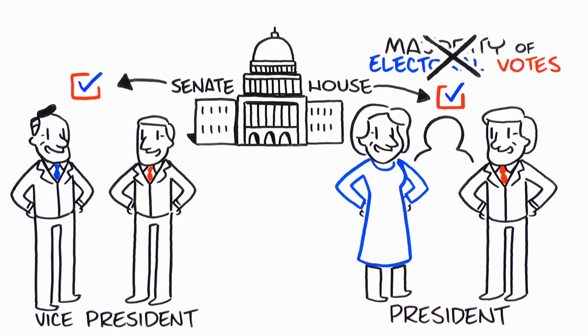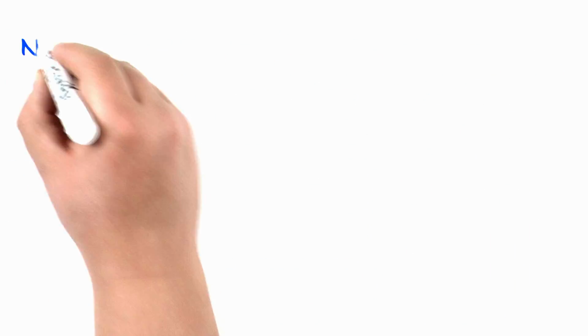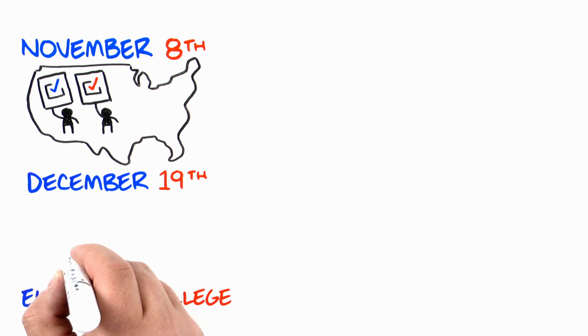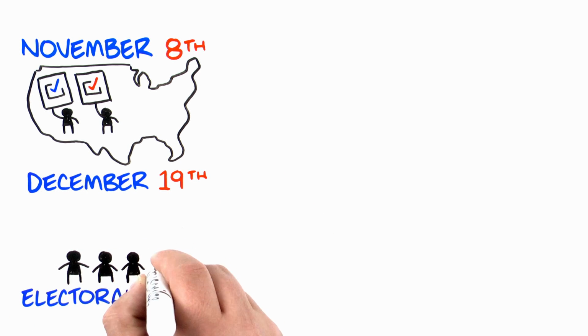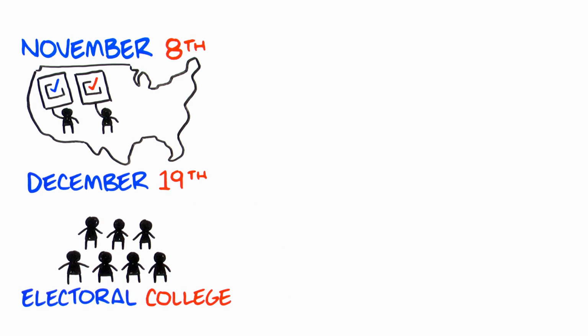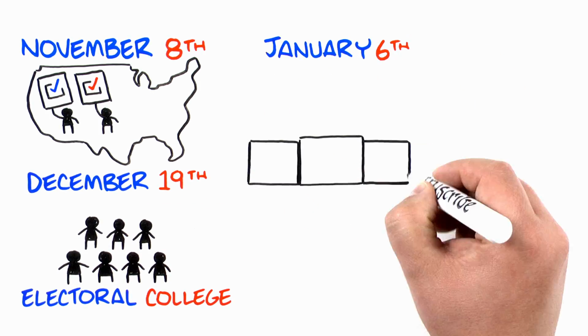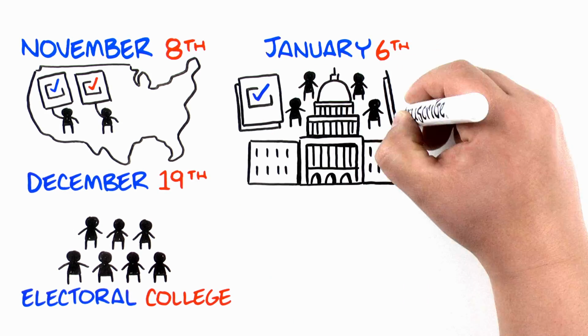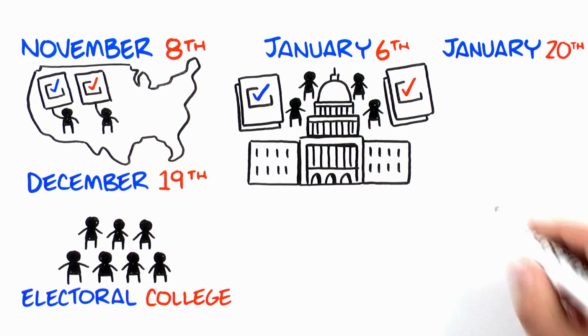In this election year, what is the timeline of key dates for the election and the Electoral College? November 8th is General Election Day. December 19th, the Electoral College meets. State delegations of electors meet separately in their state house or capitol building. And January 6, 2017, the Senate and House of Representatives assemble in joint session to count the electoral votes. January 20th, the president and vice president are inaugurated.